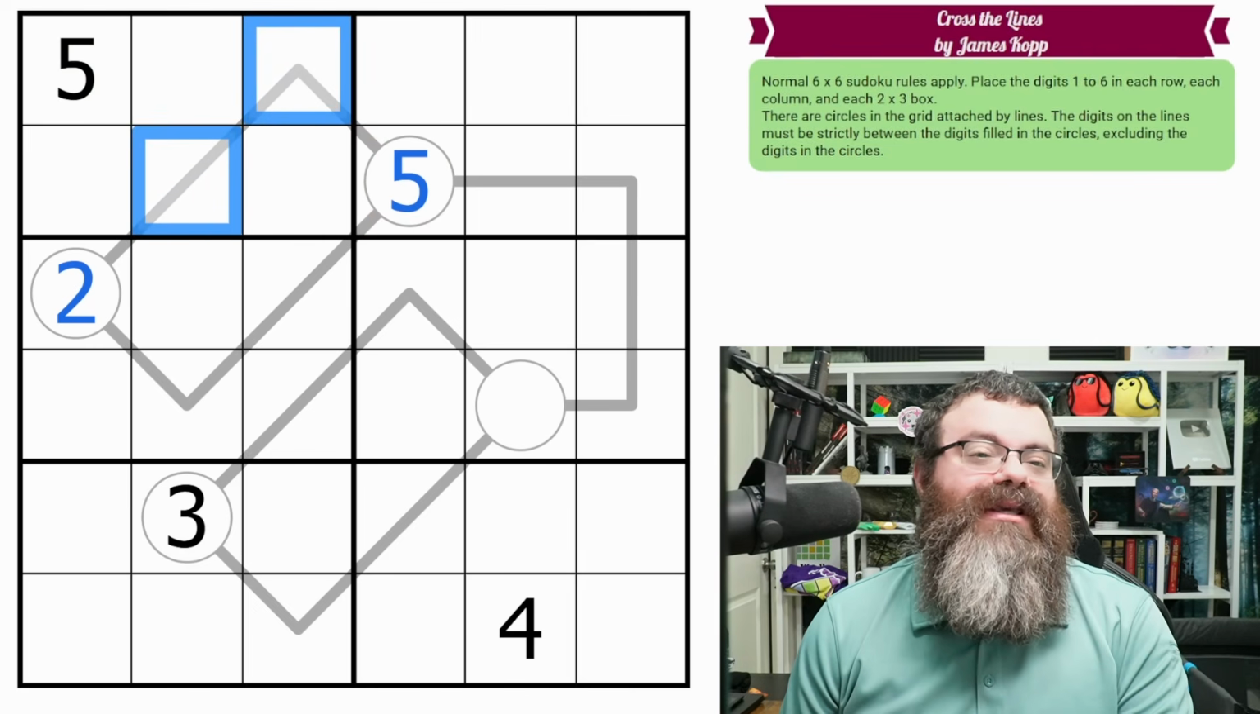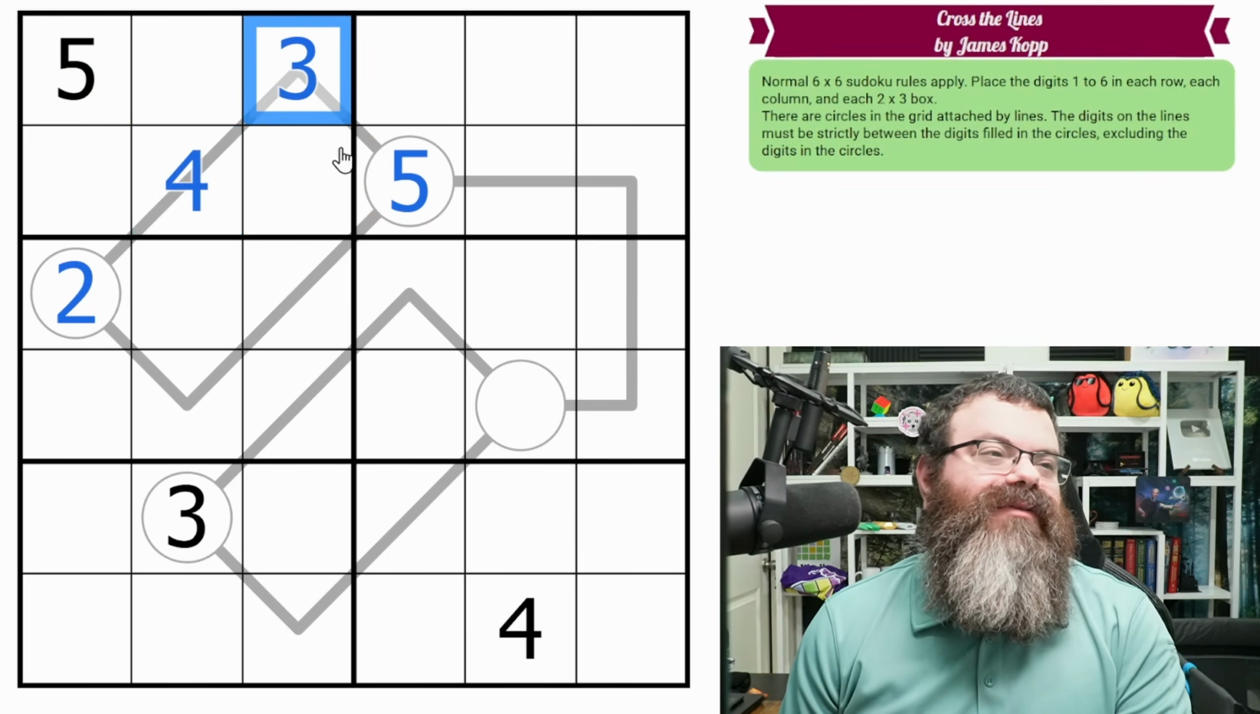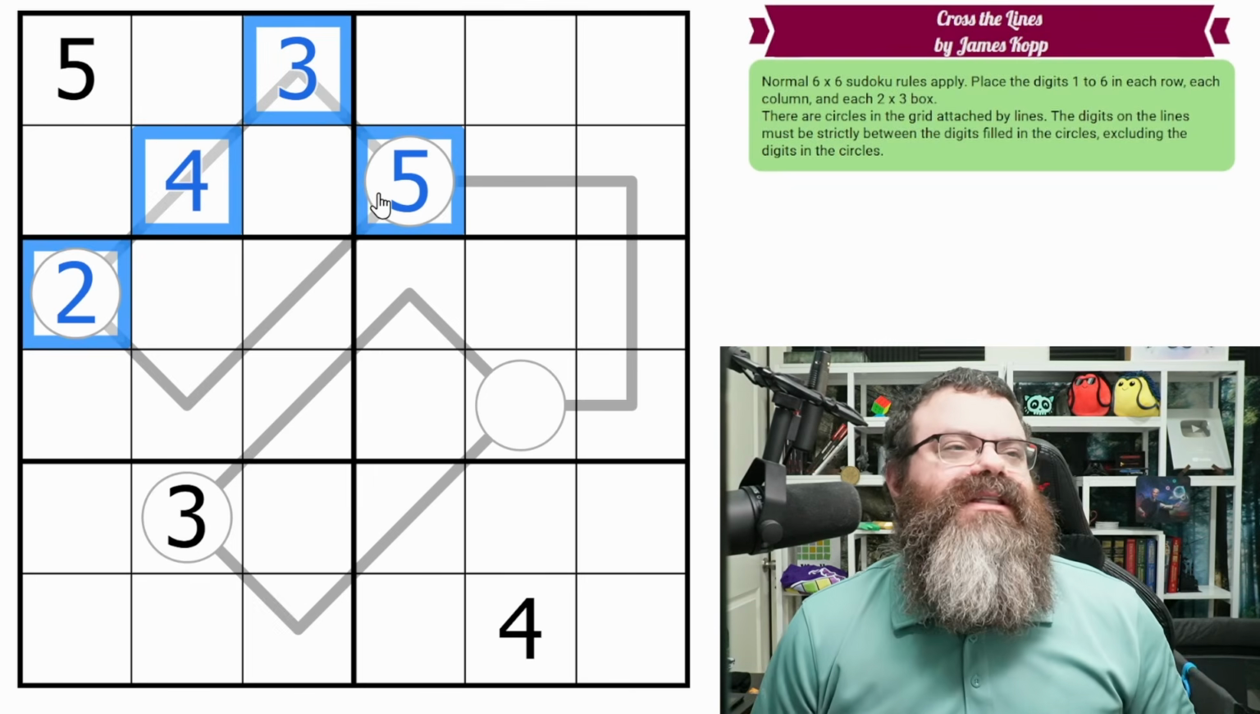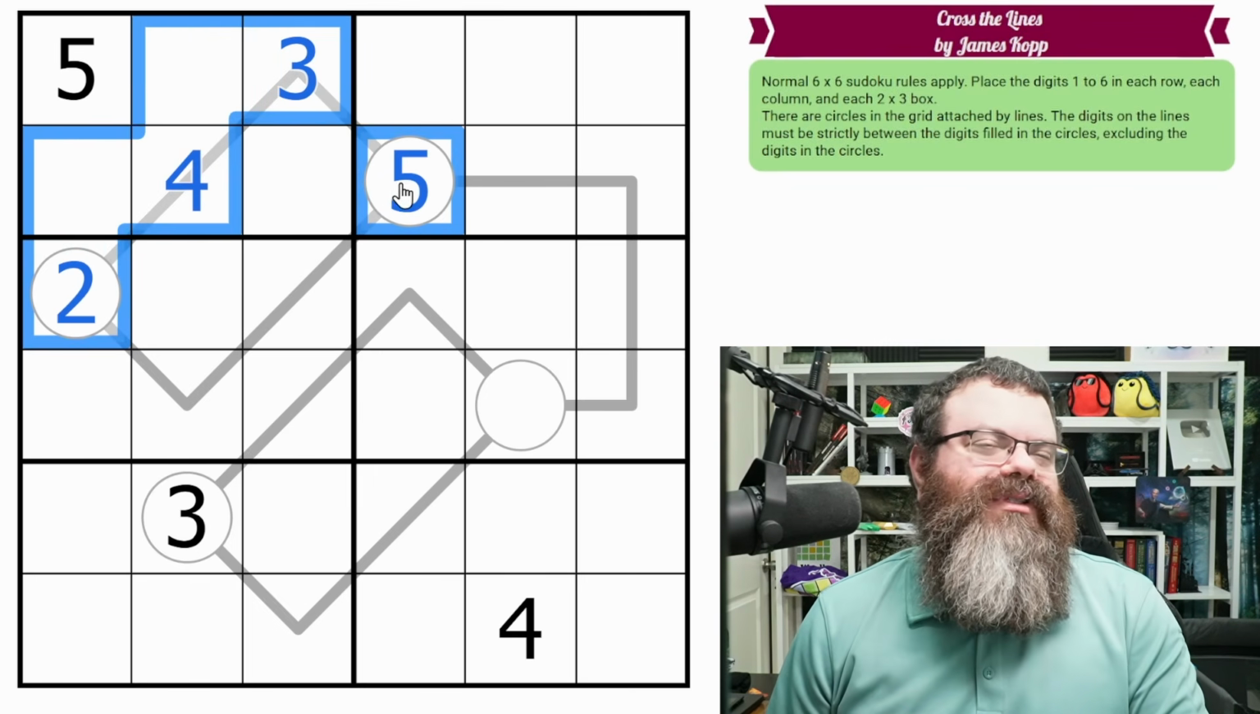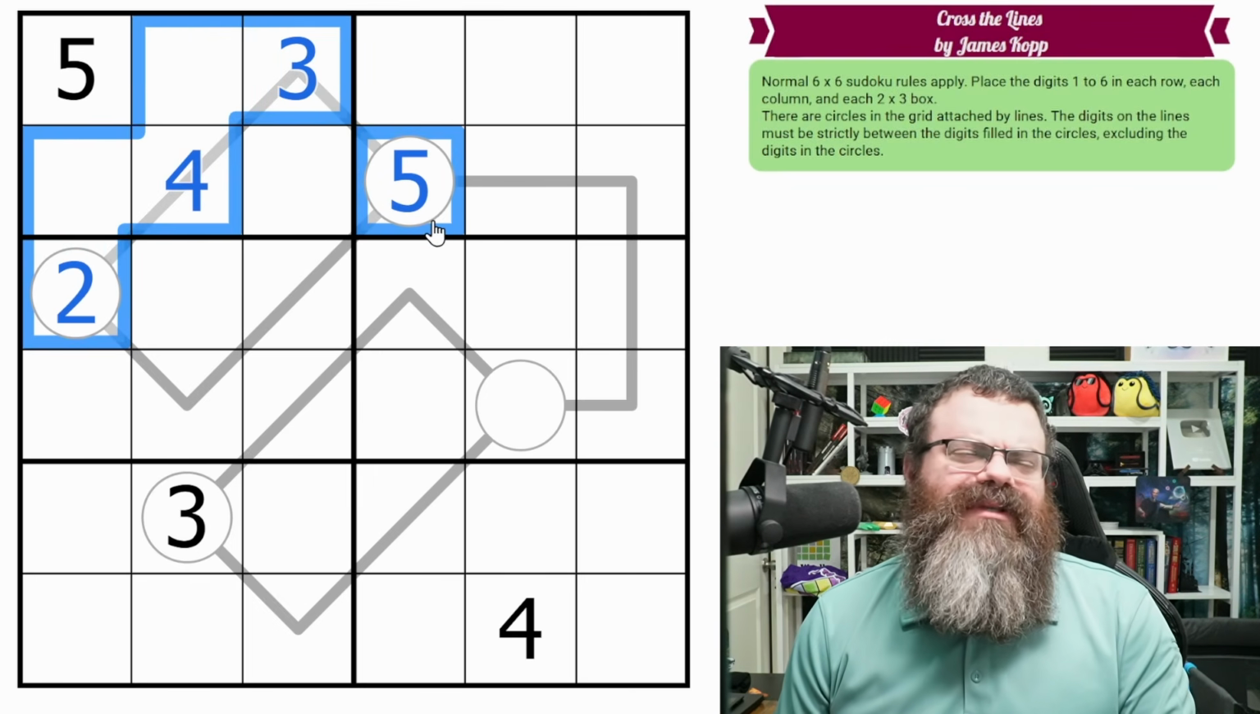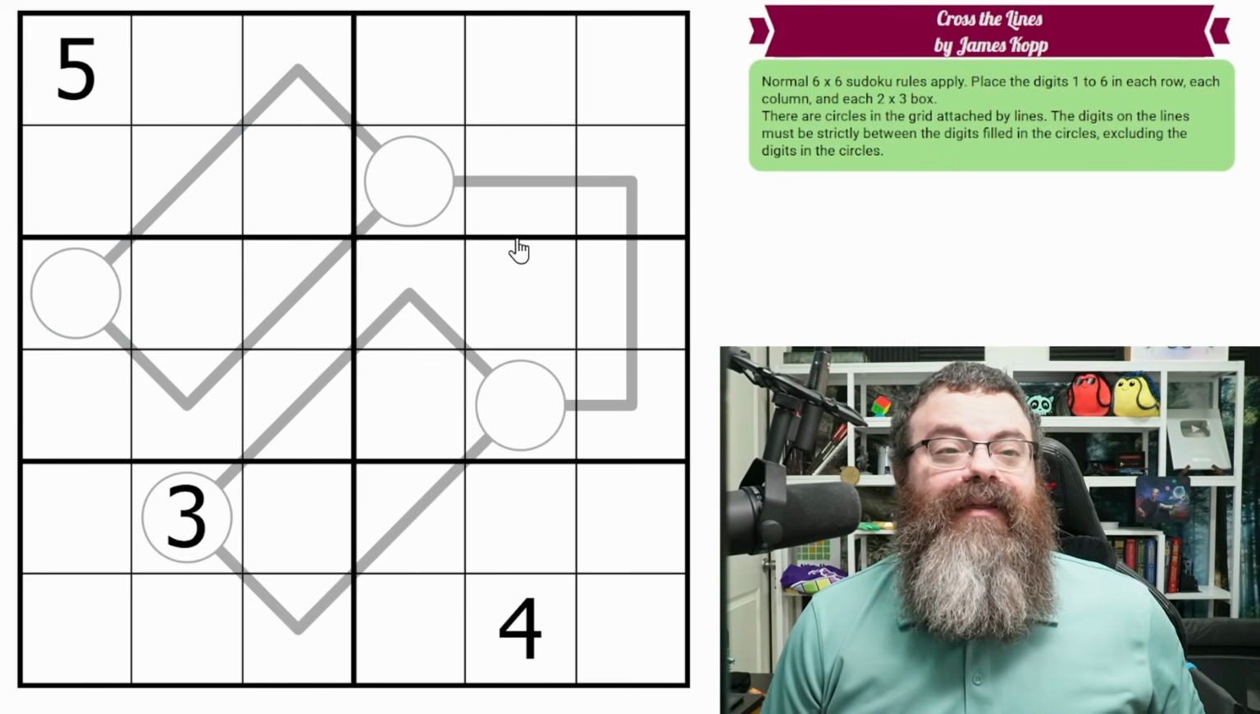And so this would be a 3-4 pair in this case. So like 4 and 3. This would be one way to fulfill this between line. So strictly in between, not the same as the circles. And that's it. Those are the rules.